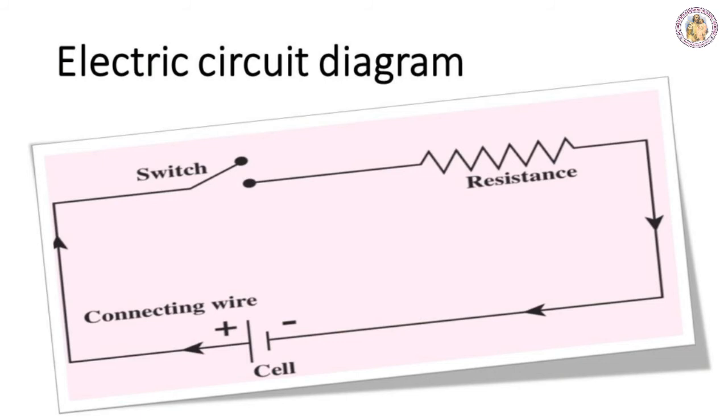So the four main components we need to connect in a simple diagram are cell, connecting wire, switch, and resistor. These are the electric circuit and the four main components of circuits. Let's see the common symbols in electrical circuits.